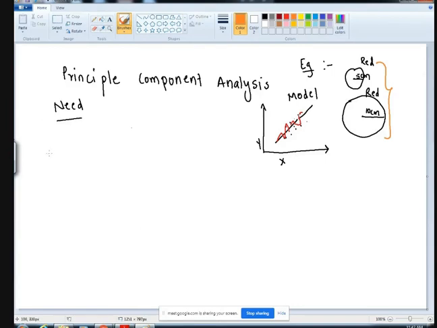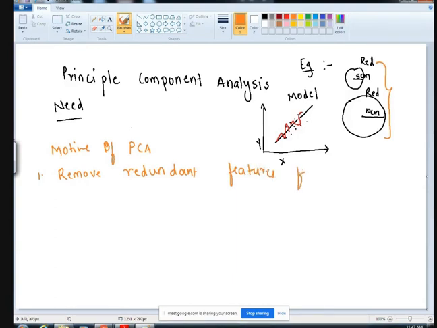Now, what is the motive of our PCA? The motive of PCA is to remove the redundant features from the data set. We have to remove redundant data features from the data set without losing information of the data set.